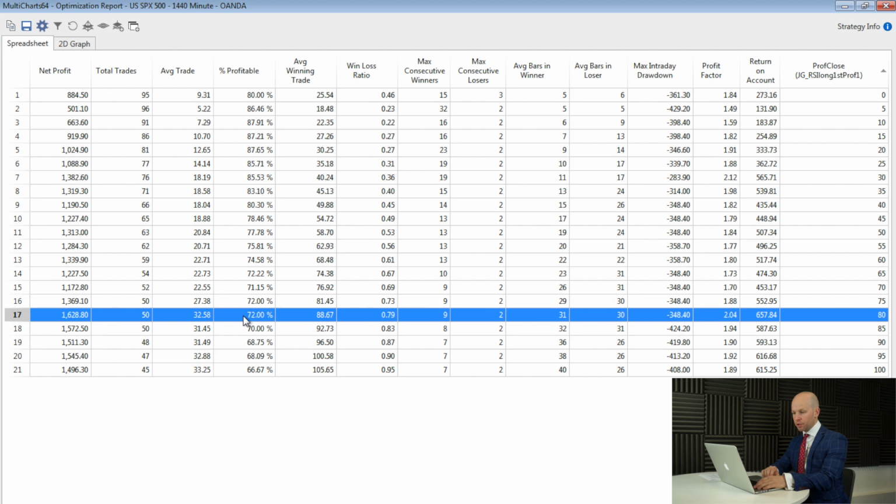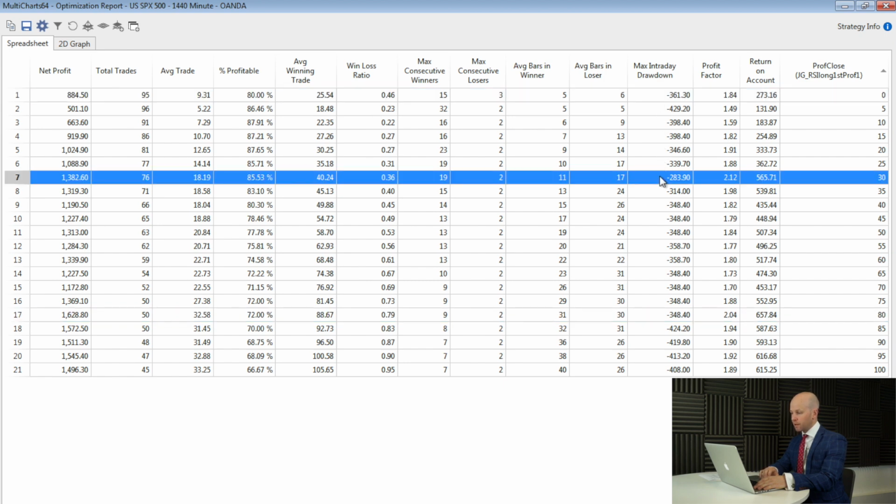But what I wanted to do is choose a result that gave quite a high number of trades, had a high percentage win rate, and had the lowest drawdown. So if we look at the maximum intraday drawdown, we can see that the least is around about 30 ticks here. We've still got 76 trades. We've got a net profit that's the best so far, and an average trade that's the best so far, and also percent profitable is over 85%. So that's the reason that I'm going to choose 30 ticks.